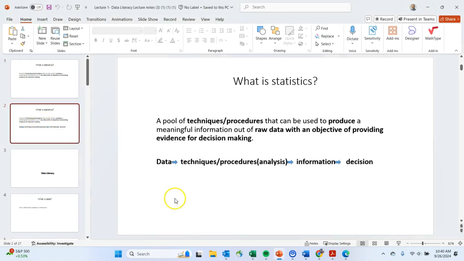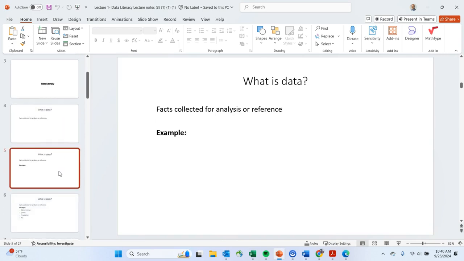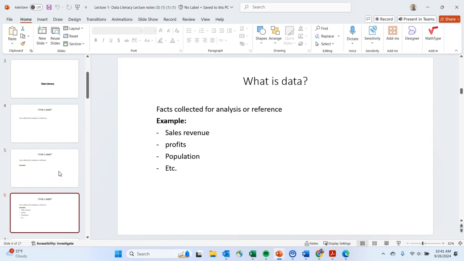So you can see that it's very important to get data, and then we will apply techniques. We do the analysis and get information, and then finally we make decisions. So it's very important for us to start understanding data. We can define data as information which is collected for current analysis or for future reference. Data, or information, can be anything, including a few we have shared here, like sales, revenue, profits, population, and so forth.